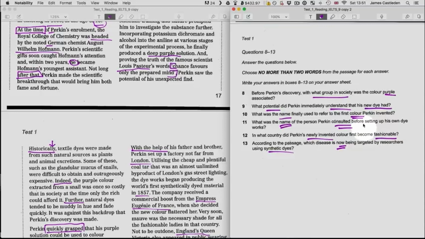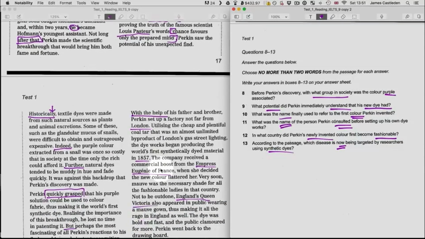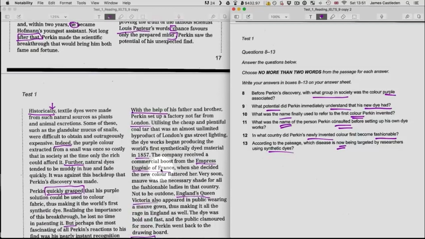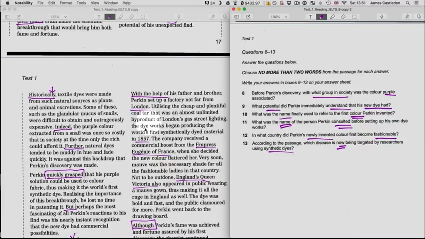Before his discovery, what group of society was purple associated with? Now, I know that because I have external knowledge, but we need to double check. So here we've got the color purple was so costly in society at the time. Only the rich could afford it. What group is the rich? So the answer here, the rich. Notice you can only have no more than 2 words.